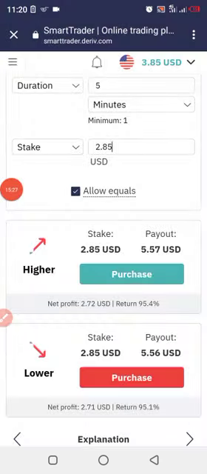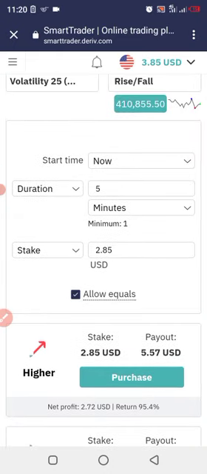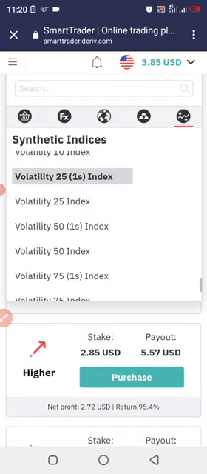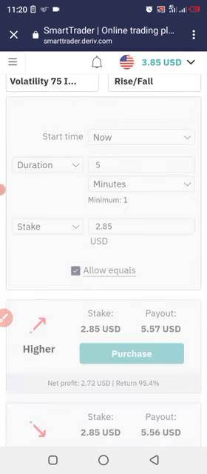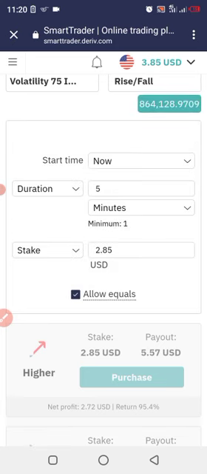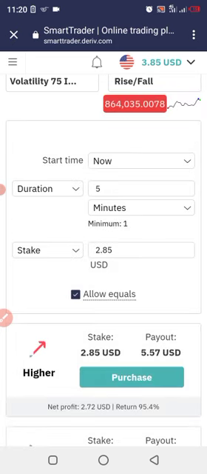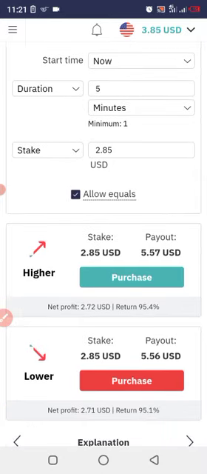I think I just spotted a sniper entry at VIX 75. So I'm going to go down to VIX 75 and wait for the condition to be met. Then I'm going to go for it. I'm going to go for the 5 minutes time frame again, and I'm going to observe the movement. Now let's see how it goes. I'm going to go for this now.